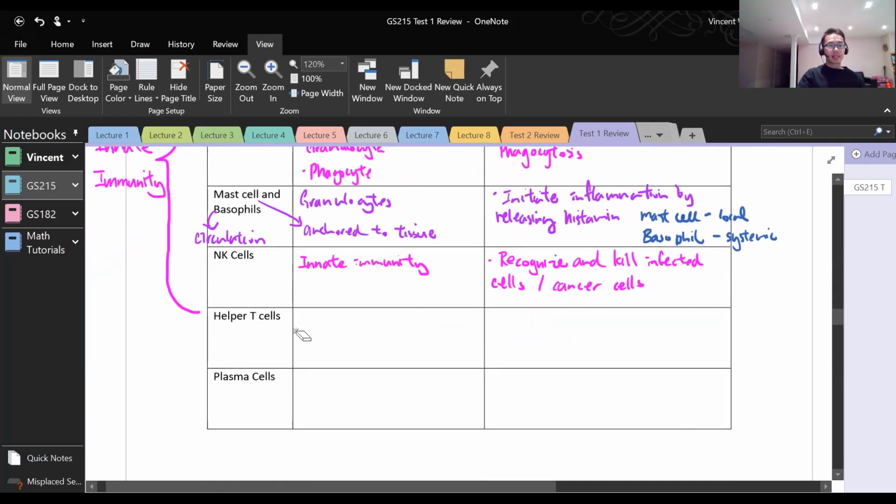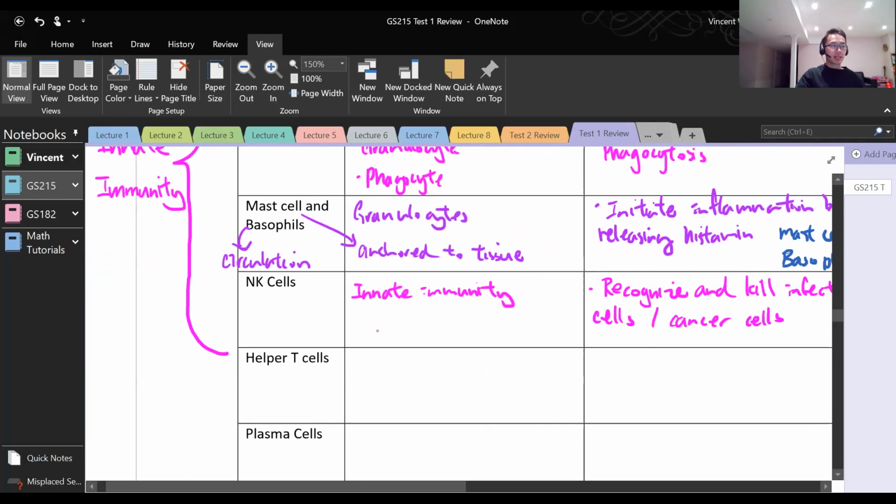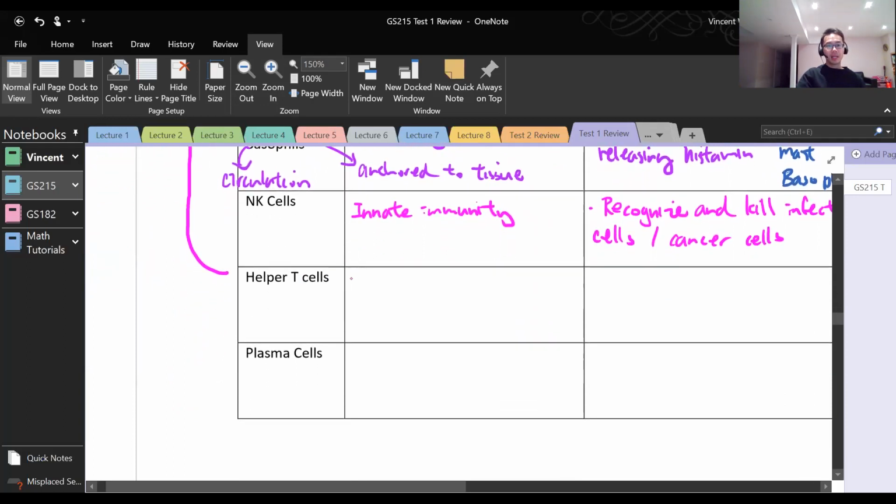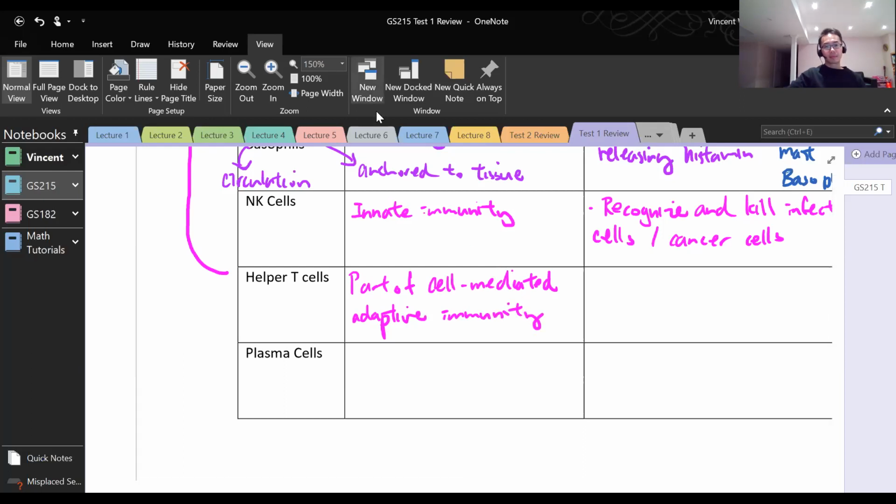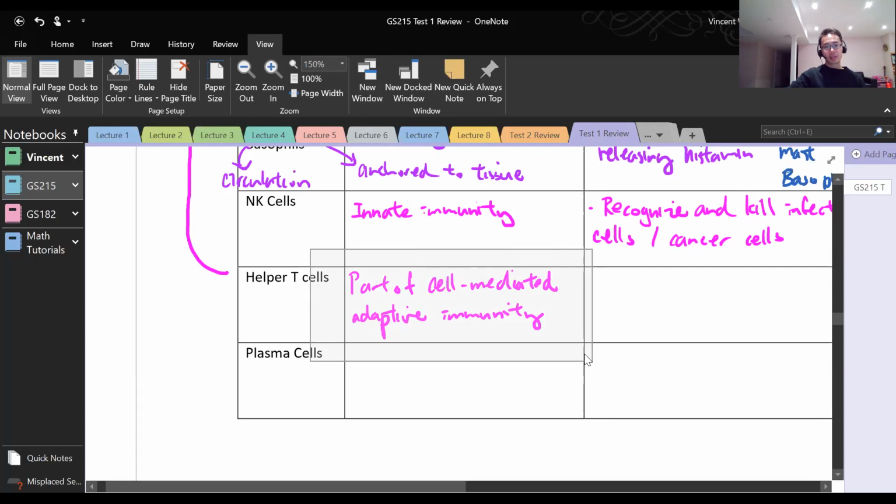Okay, so helper T cells, this is going to be part of cell-mediated adaptive immunity, right? Change the color.